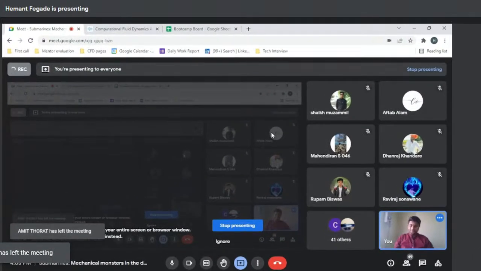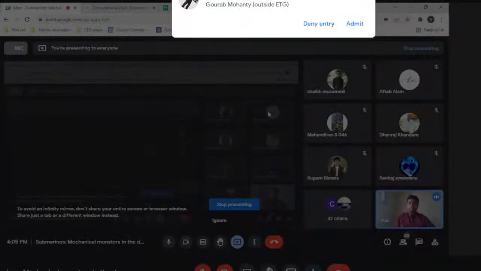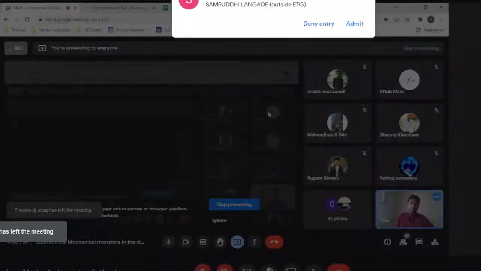our bootcamp for today. So before we start, let me give you a context about myself. I'm Hemant Fegade. I work as a research associate at Elite Techno Groups. I have been very much interested in the domain of computational fluid dynamics and all related fields like fluid mechanics and fluid machineries and whatnot.